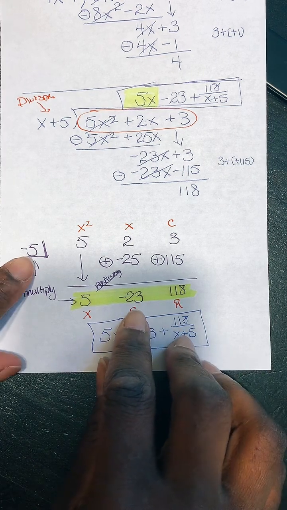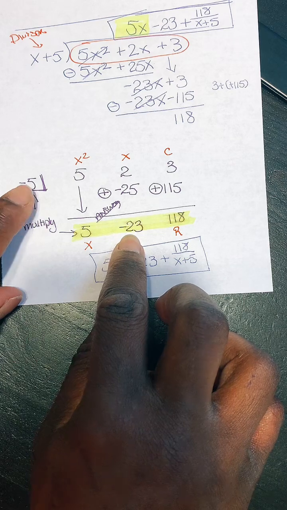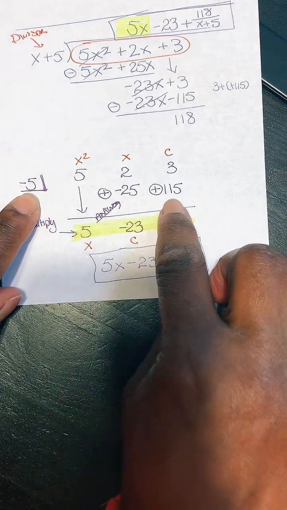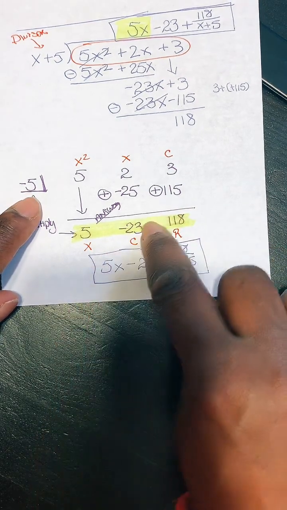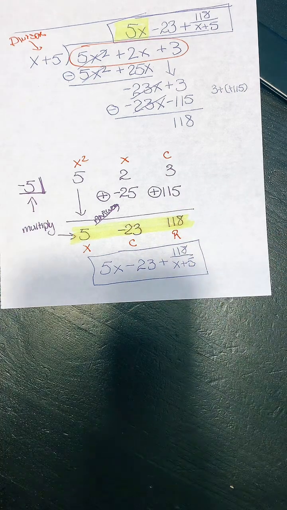Where did you get the 115 from? If I multiplied -5 times -23, a negative times a negative gives me a positive. 5 times 23 gives me 115. All right. So you always multiply and then put your answer underneath the next term. Okay. You're welcome.